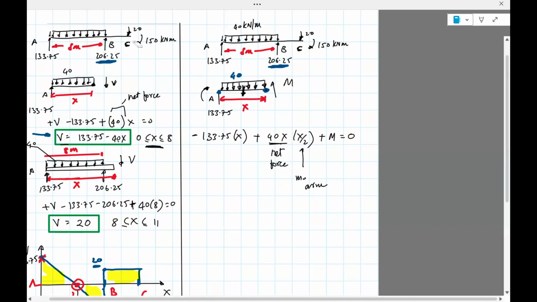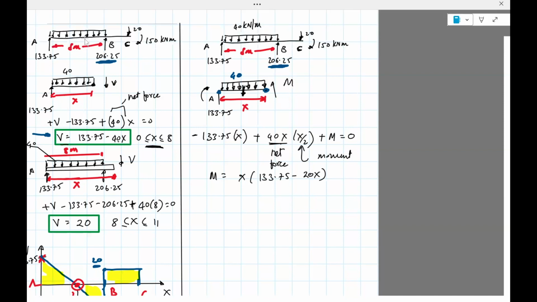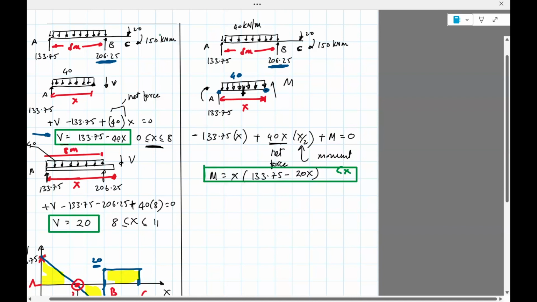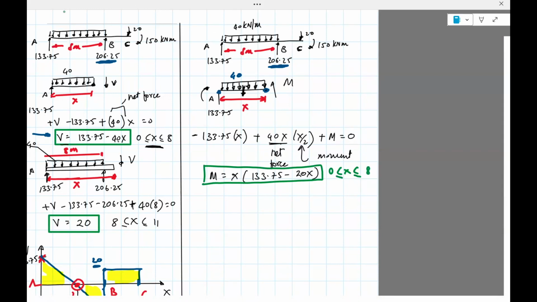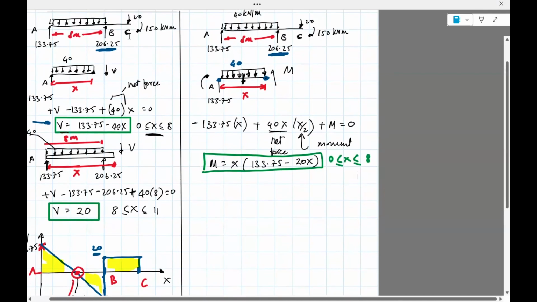So we can simplify, M comes out to be x times 133.75 minus 20x. And that's true for x from 0 to 8.